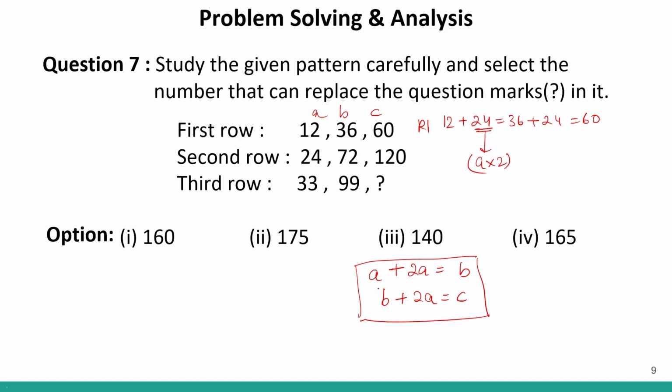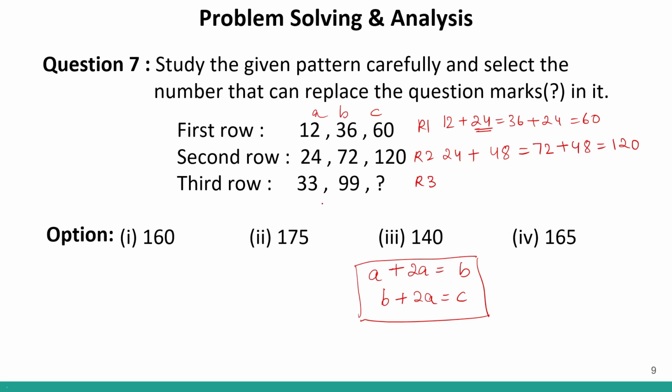Now let us check if this is true for row number 2 as well. So row number 2, 24 plus how much? 24 into 2 will be 48. 24 plus 48 will give me 72, correct? And 72 plus 48 will give me 120. So for row 2 also this is correct. A plus 2A gives me B and B plus 2A gives me C. Now let us check for row 3.